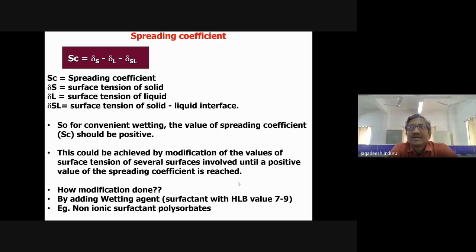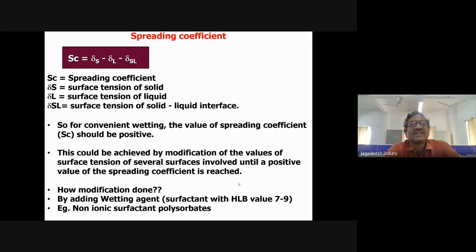If it is positive, what will happen? You are going to have spreading. It needs to be a positive value. It means your surface tension of the liquid and the surface tension of the solid-liquid interface should not dominate over your surface tension of the solid, so as to have a positive value. If the liquid surface tension and the solid-liquid surface tension are very high, dominating, then your spreading coefficient is going to be negative. When the spreading coefficient is negative, then you have poor wetting.